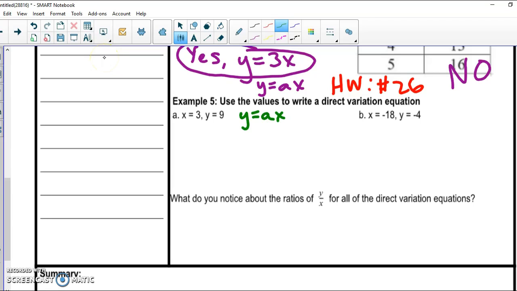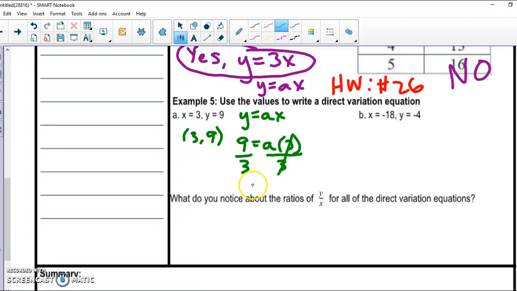Sorry about that. So this is like an ordered pair that I can substitute into this form. So I'm going to put 9 in for y. A is what I'm trying to find out, and I know my x value is 3. So now I'm going to solve for A, remembering that my A is my constant of variation.